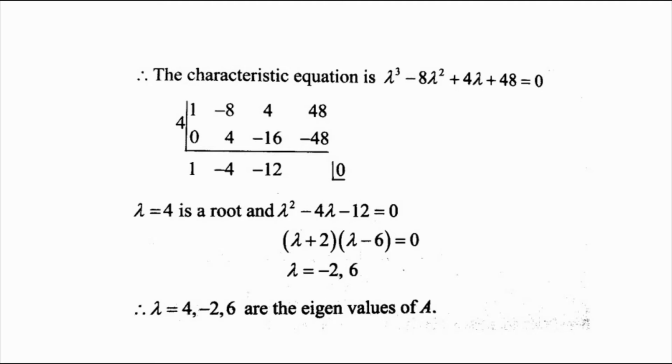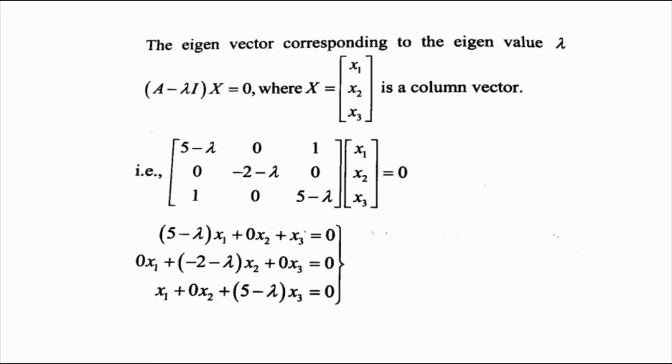So let us consider case 1. Before going to case 1, we have to write the formula first. What is the formula for finding the eigenvector? (A minus lambda I) x is equal to 0. So first we will write the matrix A minus lambda I, and x is the column vector x1, x2, x3, equal to 0. Then if you multiply the two matrices, you will be getting 3 equations. So for each lambda, we will be getting 3 sets of equations. So we will consider case 1, case 2, case 3 to find each of the eigenvectors.